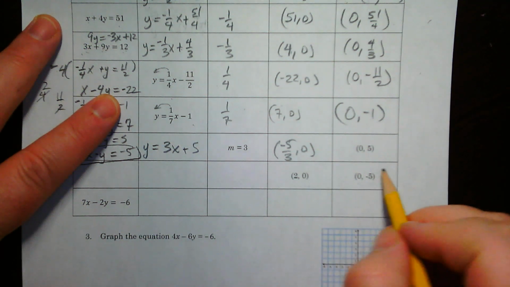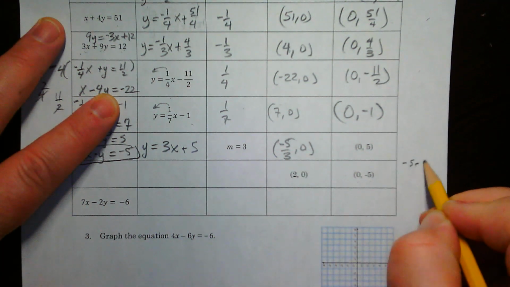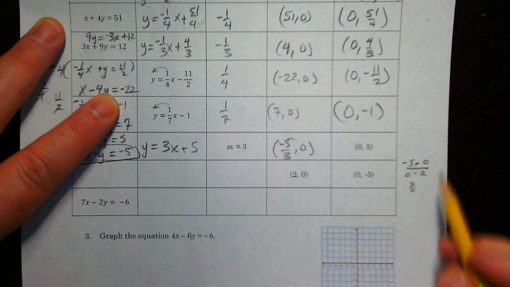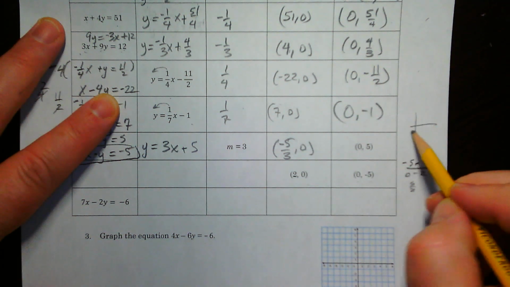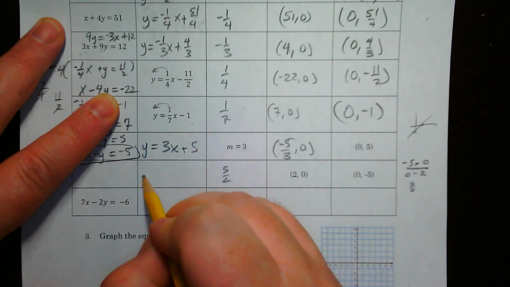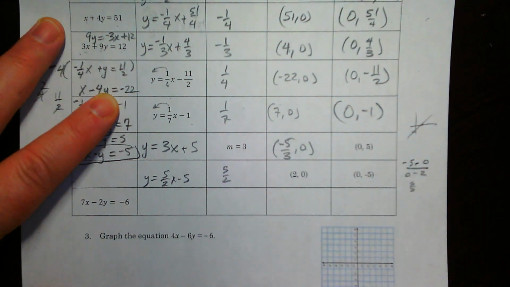Yeah, so let's do the slope formula right here. So negative 5 minus 0 over 0 minus 2, that's 5 over 2, it's positive. So that makes sense? Yeah, it does, because we're going to be like this. So 5 over 2 is our slope. So now we've got y equals 5 over 2 x minus 5.